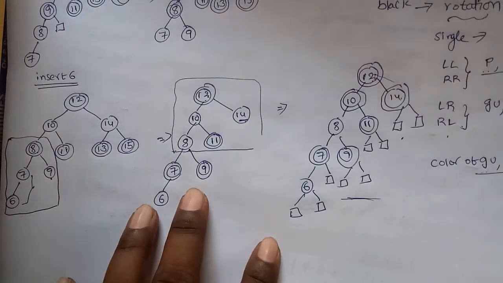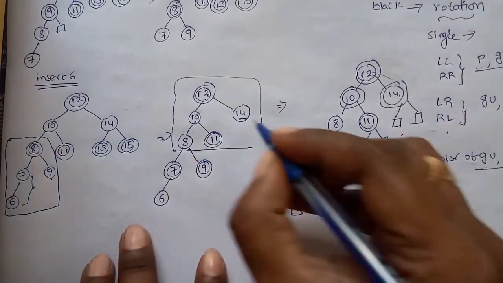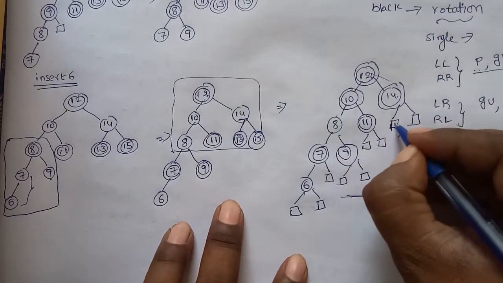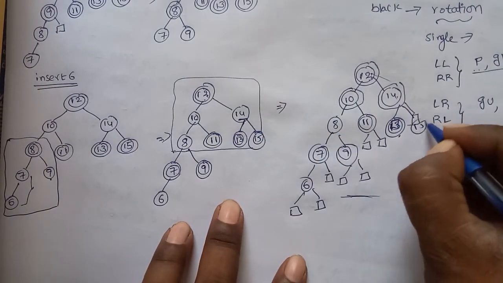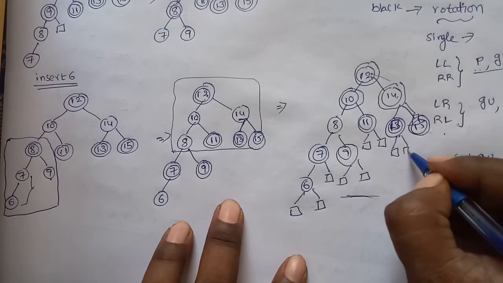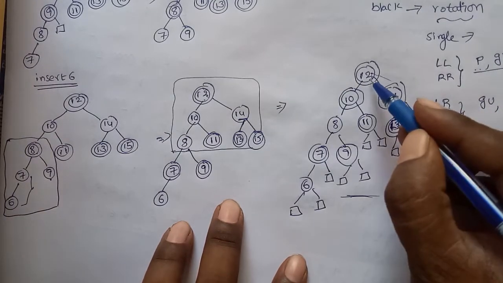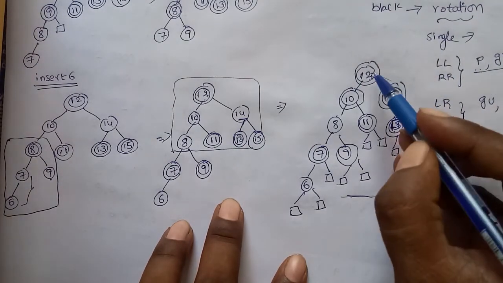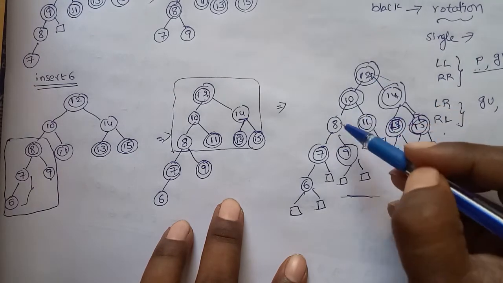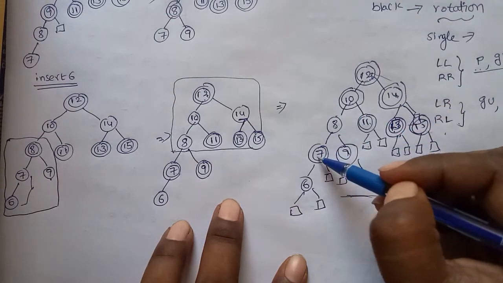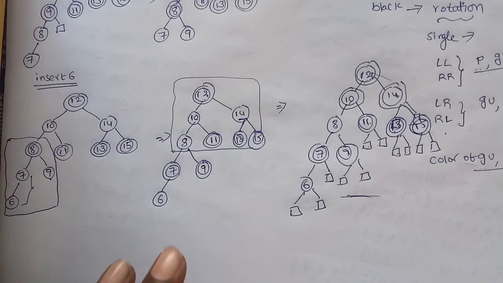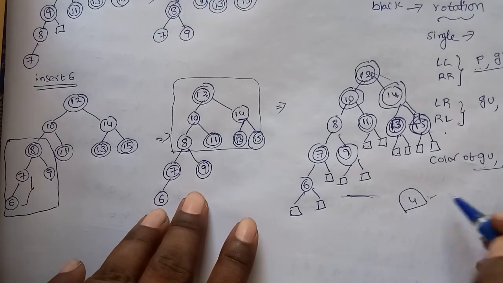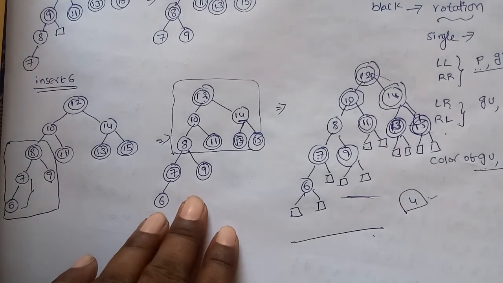This is the final tree. For 14, 13, 15: 1, 2, 3, 4. Black height is 4. In any path, the black height is 4. That is, from the root, any path contains an equal number of black nodes. This is the final red black tree.